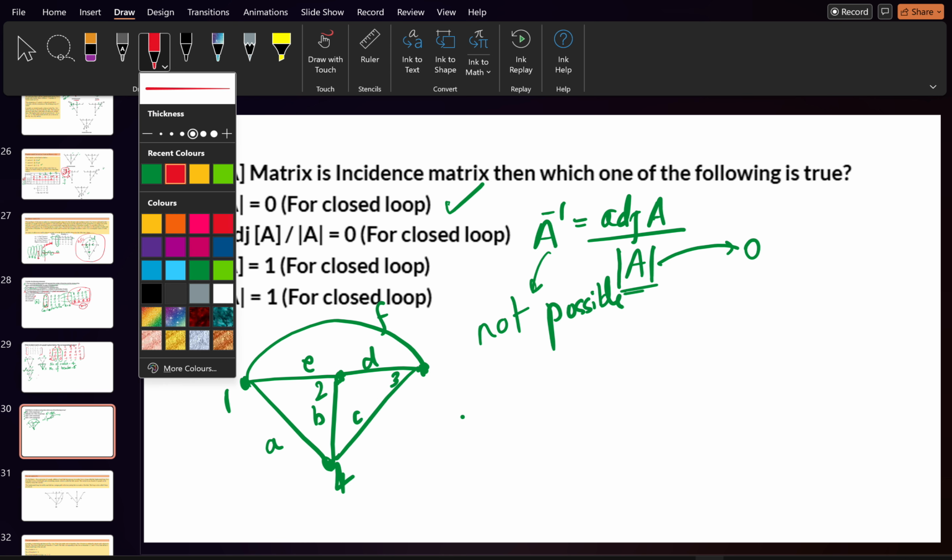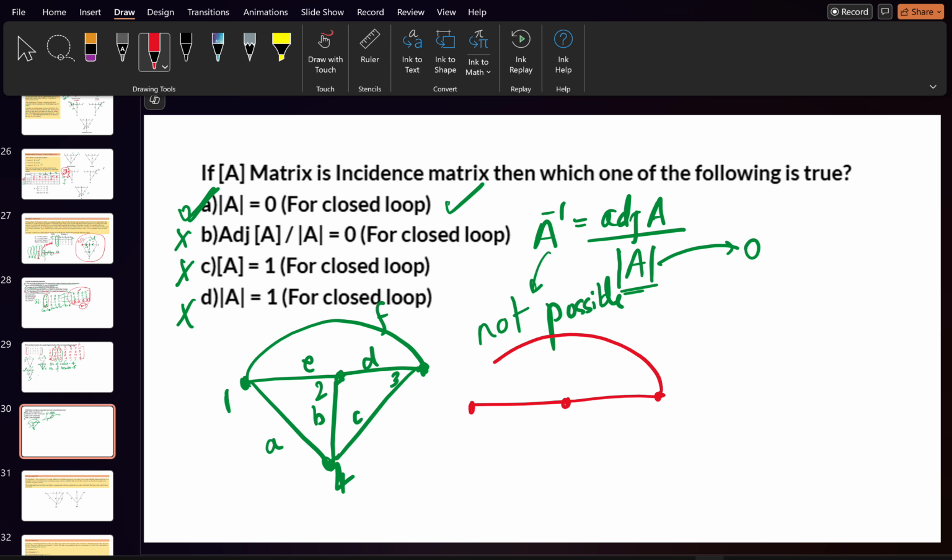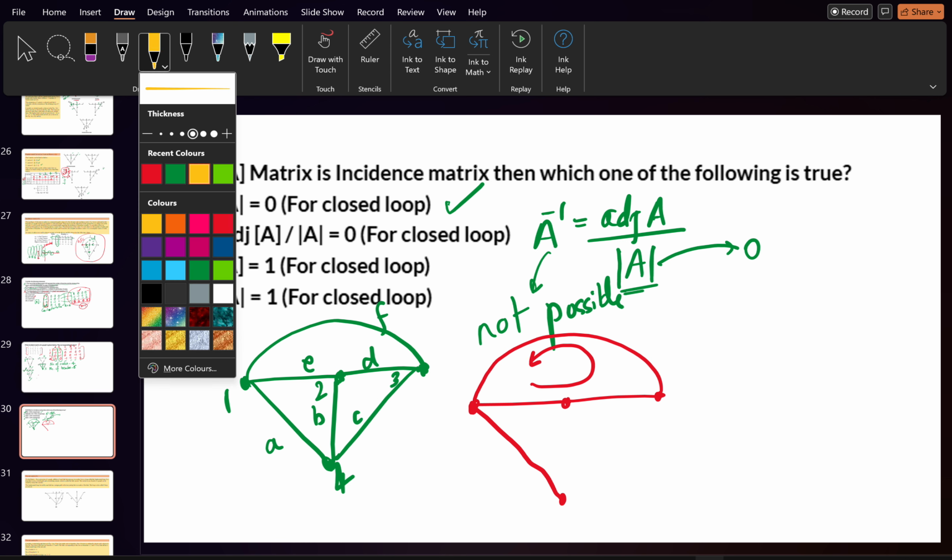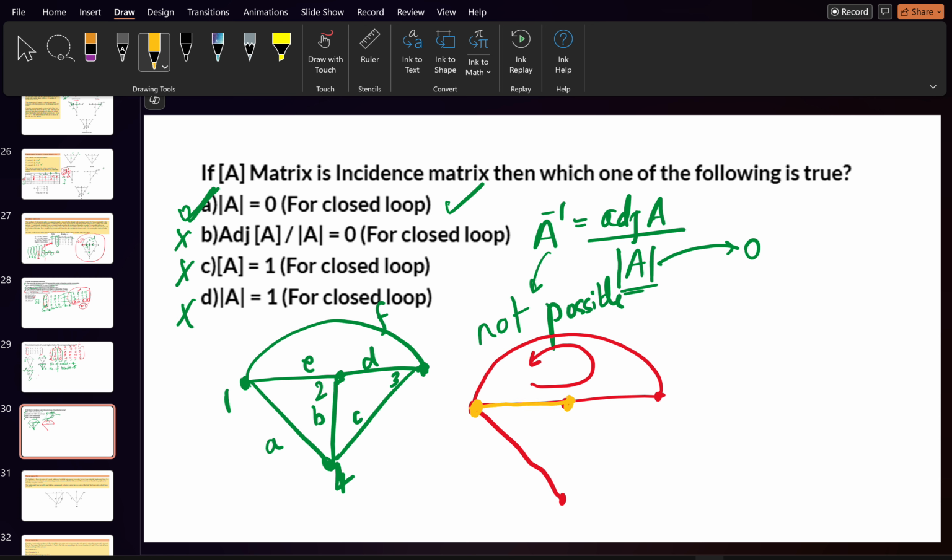Let me consider a few of the branches. Suppose I make the subgraph like this. Here one closed loop is formed. It means that from where you have started, suppose you move from node 1 to 2, then to 3, and you again come back to the node from where you started, it's a closed loop of that graph. This loop formed for a particular subgraph is called a loop or cycle.